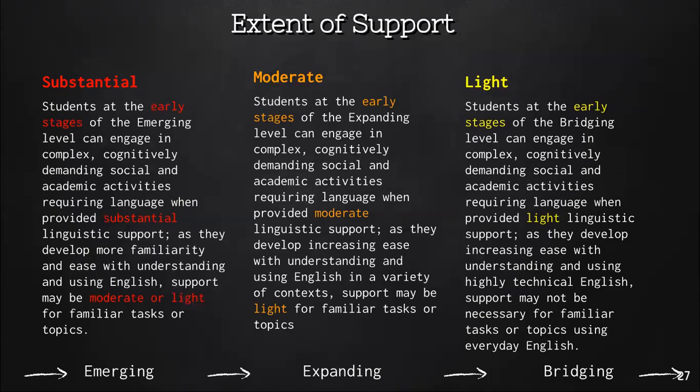new to them. And the students at the early stages of the expanding level, they can work with cognitively demanding activities with moderate support, both linguistic and content, and they develop and it becomes lighter. And they move to light, and students at this level, they can engage with much less scaffolding, much less support, and they have increasing ease with understanding technical English, the same levels probably that non-English learners have.